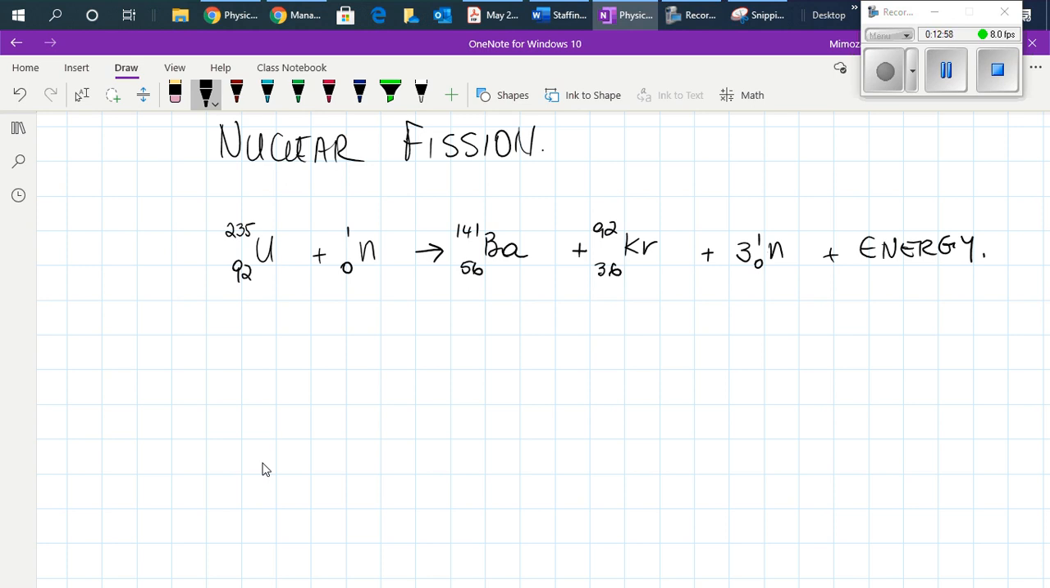Okay, as the nucleus disintegrates, 2 or 3 or more free neutrons are released, which then invade new uranium-235 nuclei. Therefore, this reaction is self-propagating, and it is referred to as the chain reaction. Okay, so I will bring a picture here to explain this.